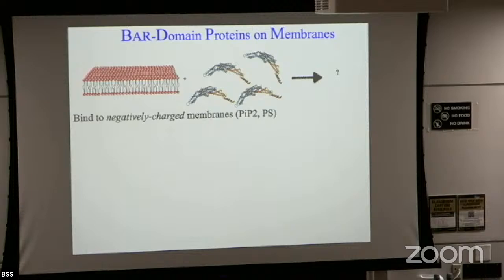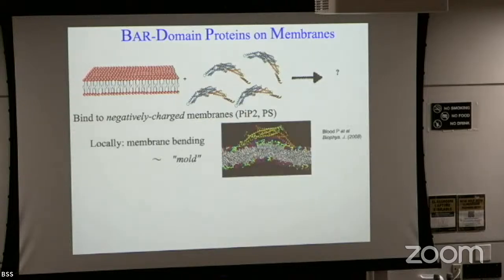And so what happens when they bind to the membrane? If you have a flat membrane containing negatively charged lipid, and you have this protein in solution. What has been shown with many simulations is that the protein, when it binds to the membrane, locally bends it. So you can see that the membrane is not flat anymore. And you can see on this simulation that it creates a local bending.